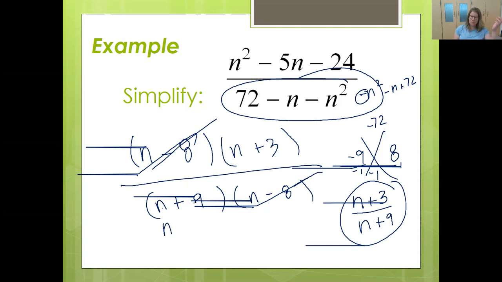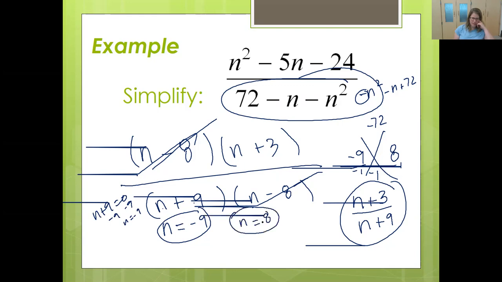if we set them equal to 0, then we would see that n equals negative 9, right? If n plus 9 equals 0, I would subtract 9 from both sides to get n equals negative 9. And likewise, on this side, n would equal 8. So n cannot be negative 9, and it cannot be 8. Okay.